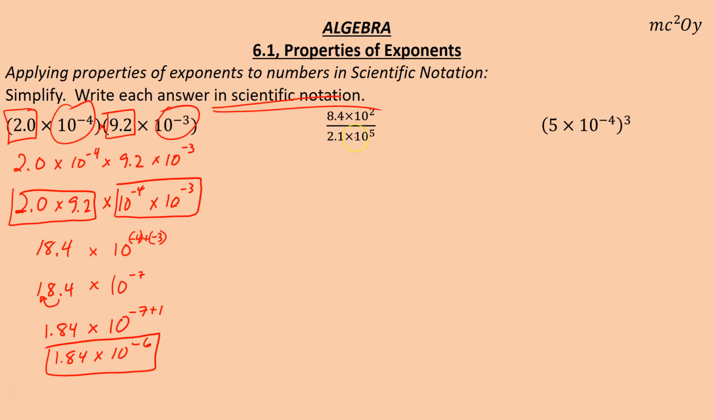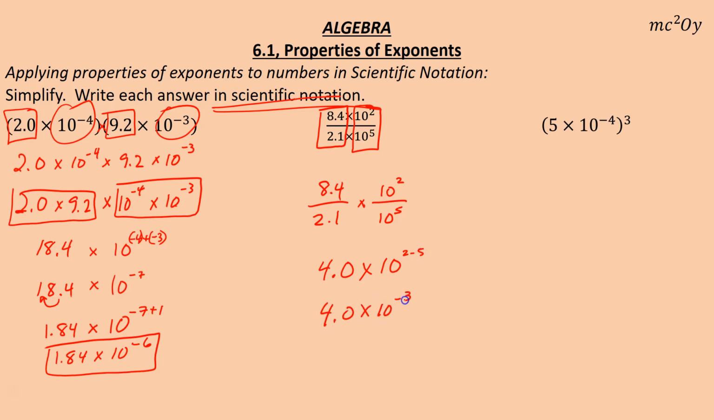And the same thing really goes with division. You're just dividing the like pieces. So 8.4 over 2.1, and multiplying that by the division of these two, 10 to the second over 10 to the fifth. So 2.1 goes into 8.4 four times, but when you're doing scientific notation, you want to put the decimal in and the 0. So 4.0 times 10 to the, well, same base, you're dividing, so subtract. 2 minus 5. So 4.0 times 10 to the negative third. This is between 1 and 10, so we're good.